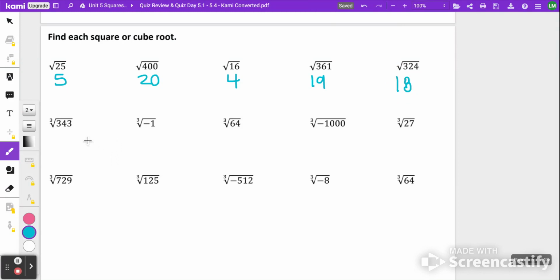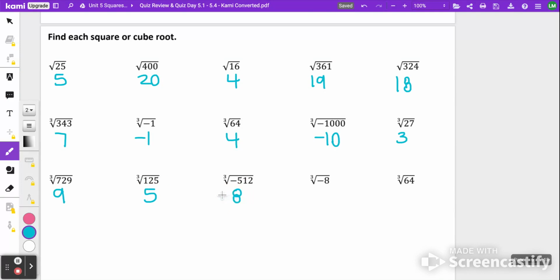The cube root of 343 is 7, the cube root of negative 1 is negative 1, the cube root of 64 is 4, the cube root of 1000 is 10, so negative 1000 means negative 10. Cube root of a positive 27 is 3. 729's cube root is going to be 9. Cube root of 125 is 5. The cube root of 512 is 8.